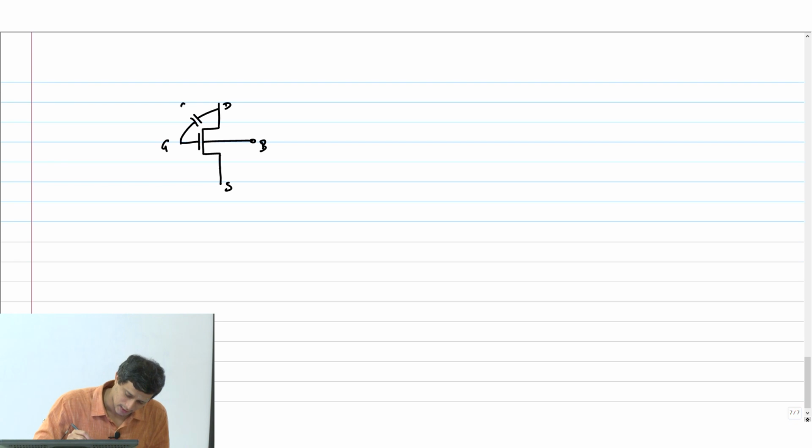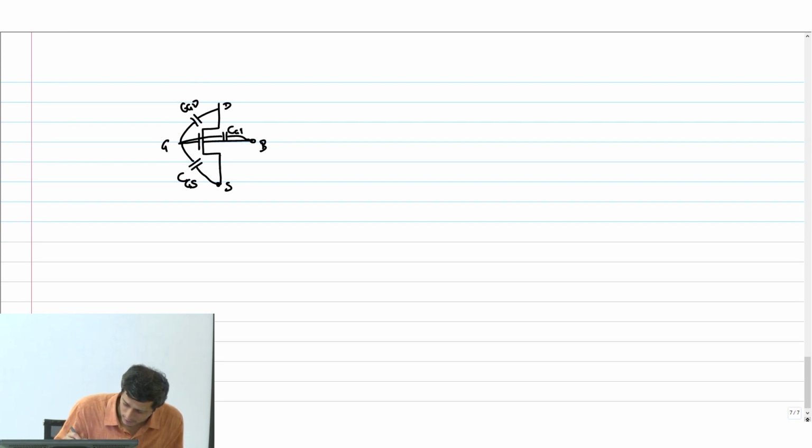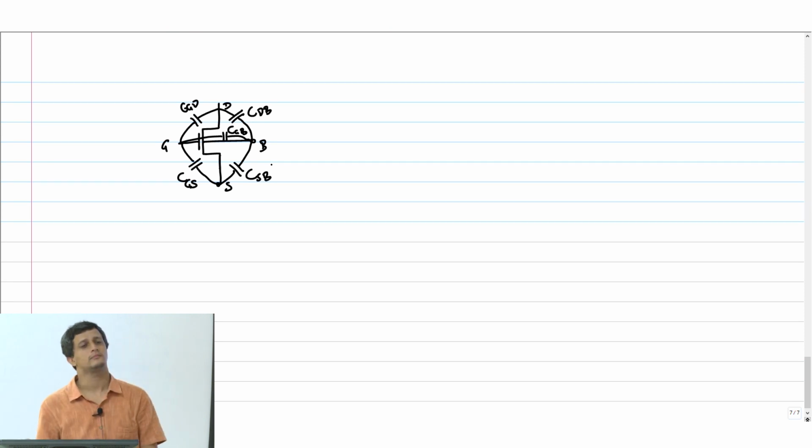Here I have a capacitance like this, CGD. I'll tell you the origin of all of these capacitances. CGS. Then there is CGB. Then there is CDB and CSB.